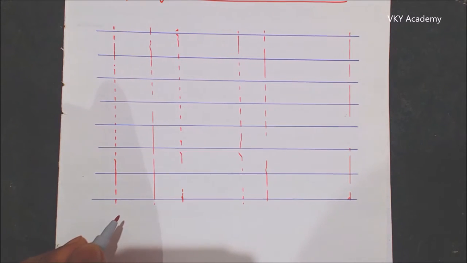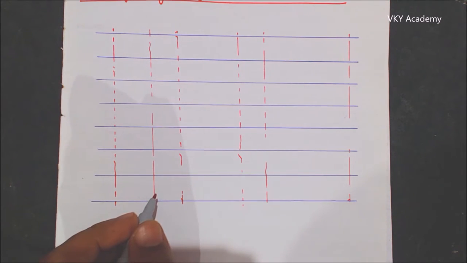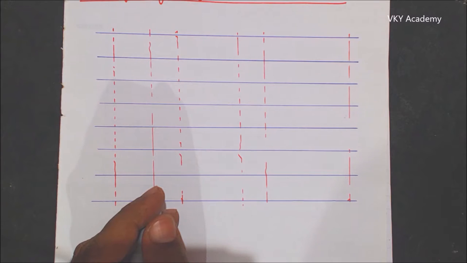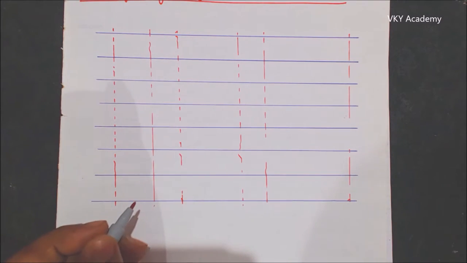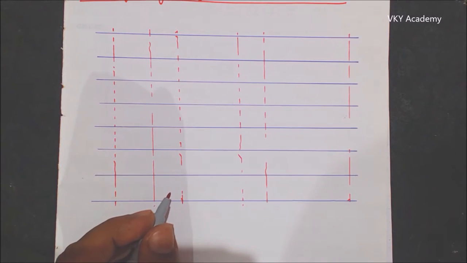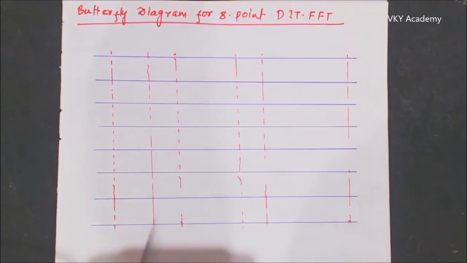Hello everyone. In the previous lecture, we discussed how to use the Radix-2 DIT-FFT algorithm for the computation of fast Fourier transform. We discussed the complete procedure for the computation of Radix-2 DIT-FFT, and we also drew the butterfly diagram for a 4-point Radix-2 DIT-FFT. Now in this lecture, we will draw the butterfly diagram for 8-point Radix-2 DIT-FFT. So, butterfly diagram for 8-point DIT-FFT.